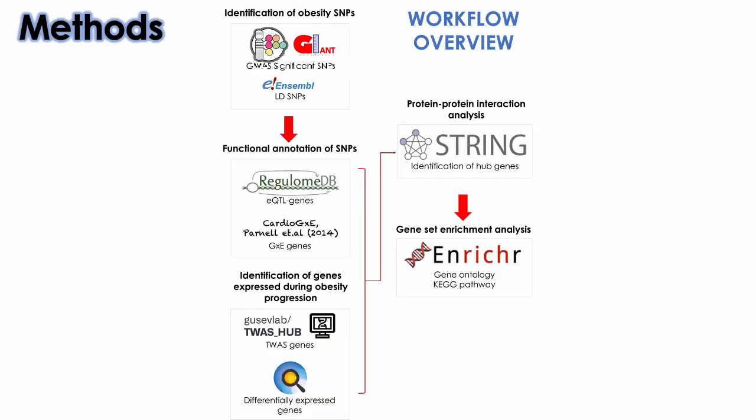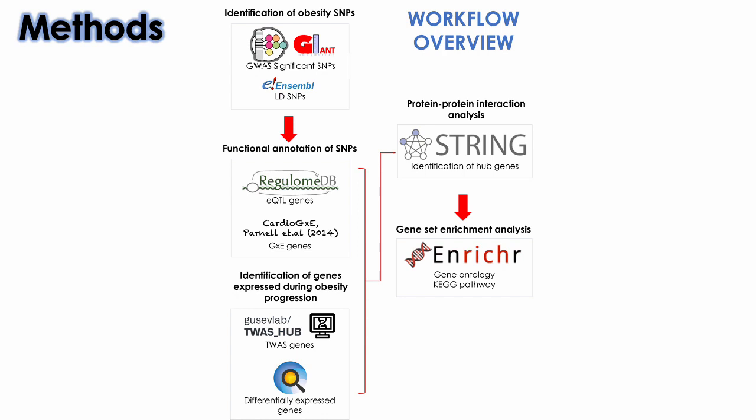Here is an overall workflow on what we did. We first identified obesity-associated SNPs through summary statistics of publicly available GWAS datasets and calculated SNPs in LD with them. Then we performed functional annotation of the SNPs using RegulomeDB and Cardio GxE catalog, revealing obesity-associated eQTL genes and GxE genes.